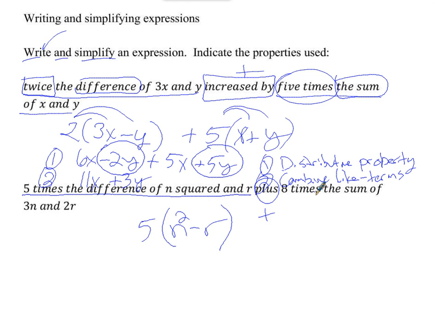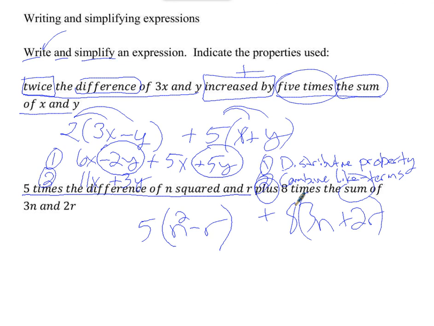It says 8 times what? 8 times the sum of, sum meaning what? Sum means add. So I'm going to add 3n and 2r, the sum of 3n and 2r. So I write 3n plus 2r. And what am I doing to 3n and 2r? Whatever it is, I got to multiply it times 8. So just a little bit of thought, and remembering what those words mean. If you don't remember those words, you have them all written down towards the beginning of your note packet. Go back and review those words. You got to know them.